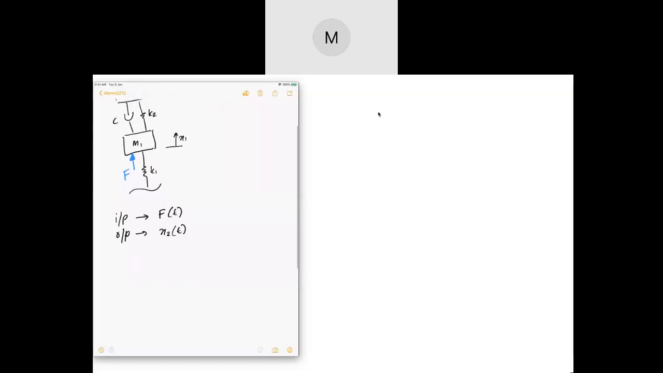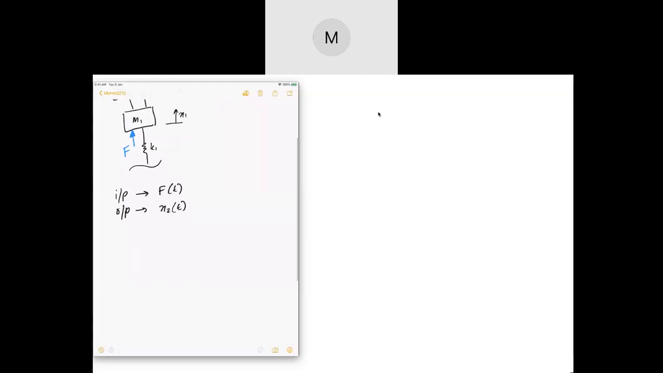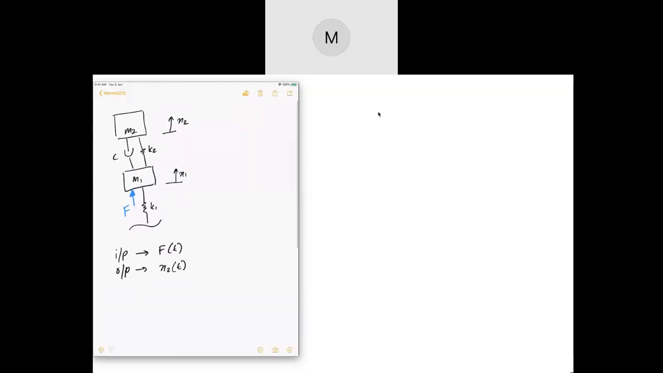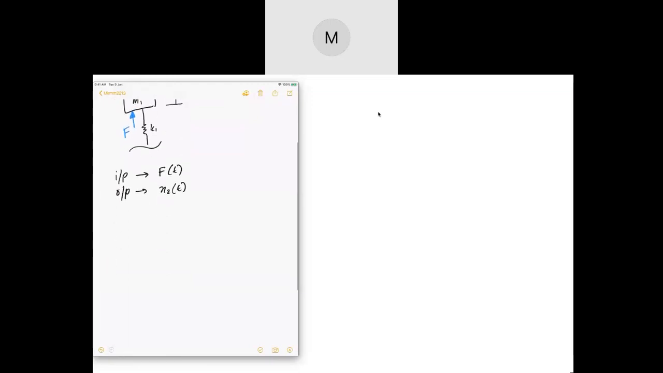Now, when I have the input and output, I need to draw the free body diagram of my system. To draw the free body diagram of a system, I'm sure you still remember, you split the mass into two parts, M1 and M2. And then normally I do the mass with external forces first. So let's do that. This is M1.